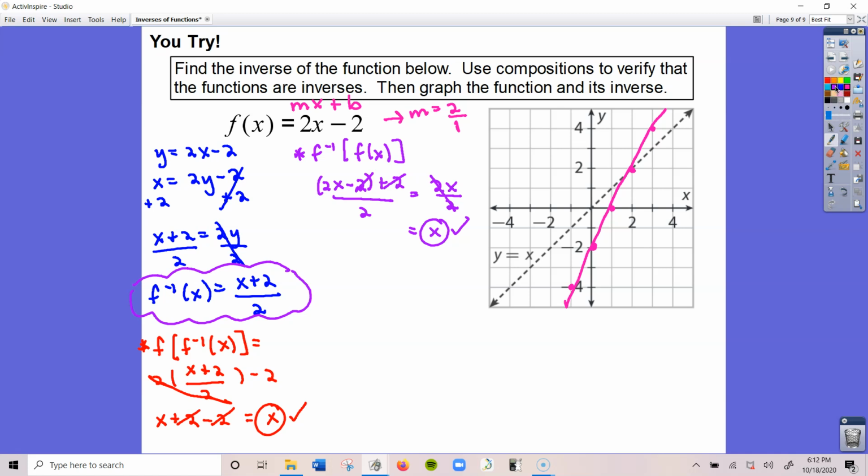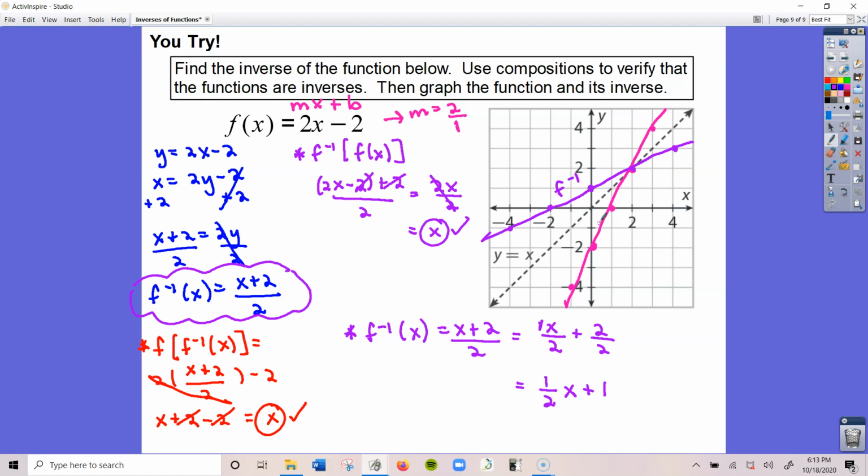Okay, and now we're going to go ahead and graph the inverse. I need to rewrite this so that it is in y equals mx plus b form. Remember, if everything is over the same number, you can split this up. This is the same thing as x divided by 2 plus 2 divided by 2. Now, if there's nothing in front of the x, remember that's a 1. So this is 1/2 x plus, and now 2 divided by 2 is 1. So that means that my y-intercept is 1. And I'm going to go from here, up 1, right 2, and the same in the other direction. And then these will be your inverse. And that's finding inverse functions and graphing and verifying.